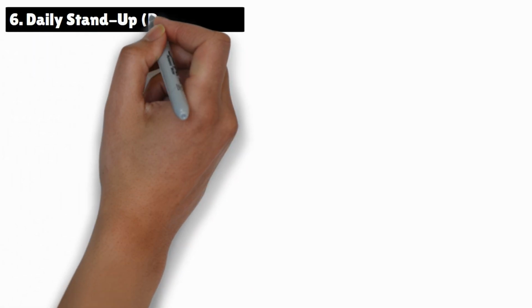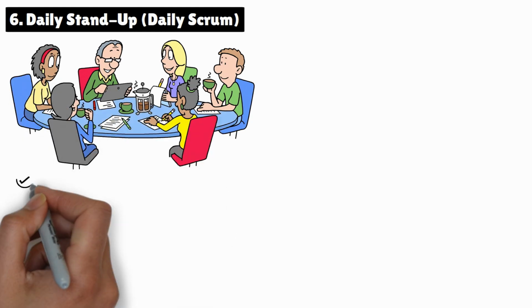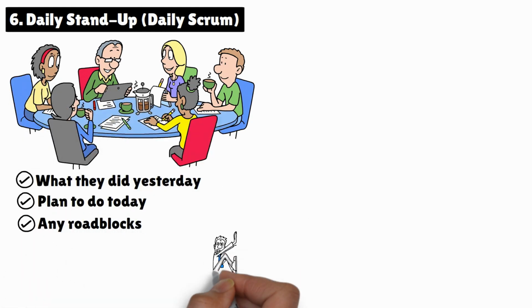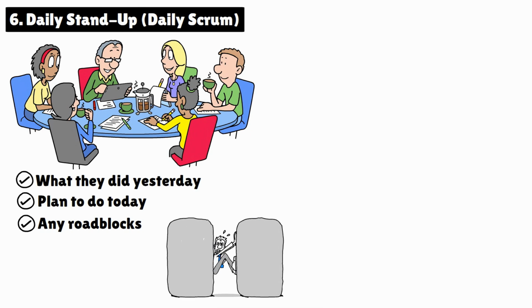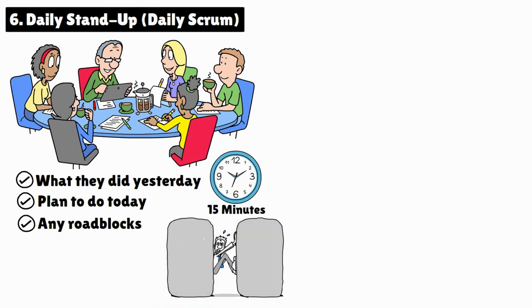6. Daily stand-up. The daily stand-up or daily scrum is a short, focused meeting where team members share updates on what they did yesterday, what they plan to do today, and if they're facing any roadblocks. This meeting, usually limited to 15 minutes, helps everyone stay in sync without taking too much time out of the workday.